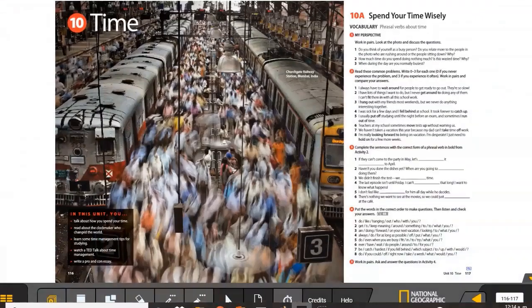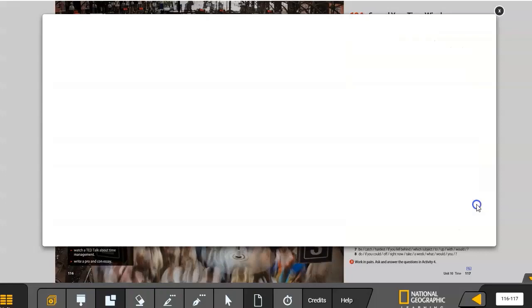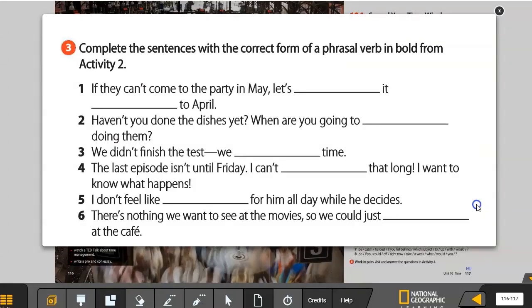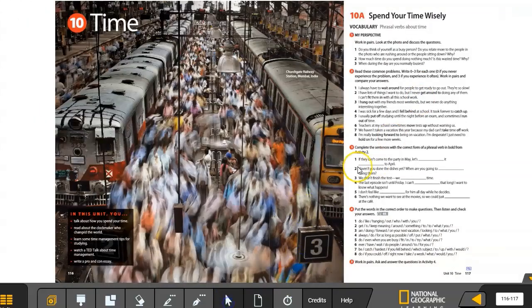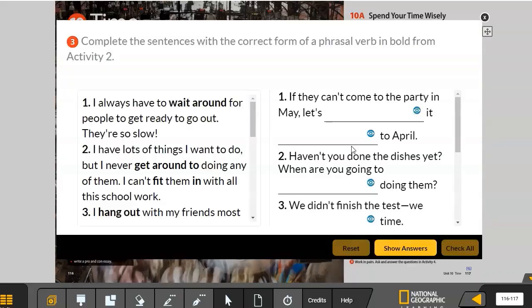please, to the book? Now you have done this before, so I'm going to zoom this for you. It says complete the sentences with the correct form of a phrasal verb in bold, activity 2. So now that we have the meanings, guys, let's see if you did it correctly. We did number one, just like the example.